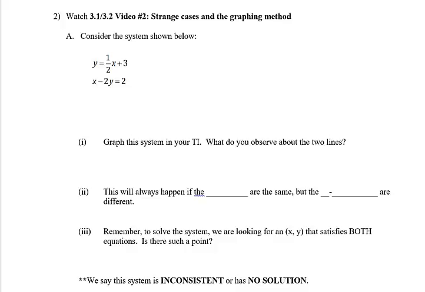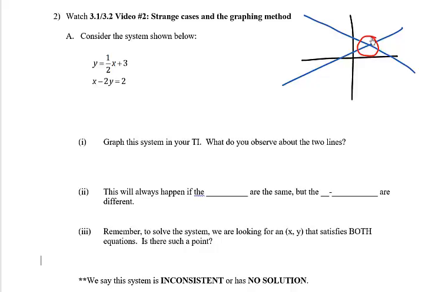This is video number 2 for sections 3.1 and 3.2, Strange Cases and the Graphing Method. What do we mean by strange cases? Well, certainly the normal thing when you use the graphing method is you graph your two lines and they meet at one spot, that intersection point, and that spot is the solution to the system. But occasionally something strange can happen.